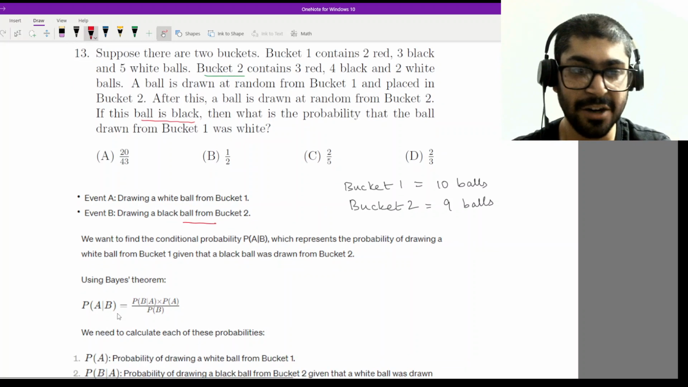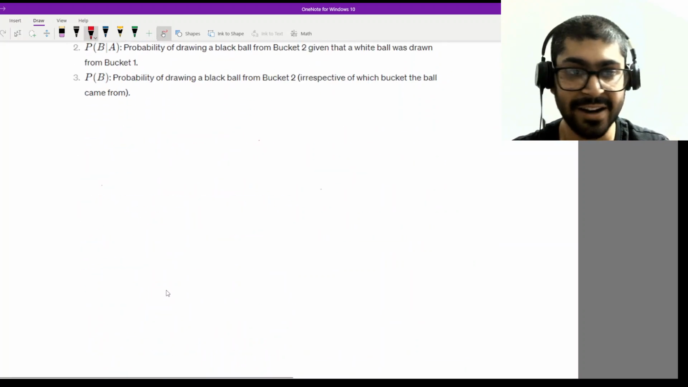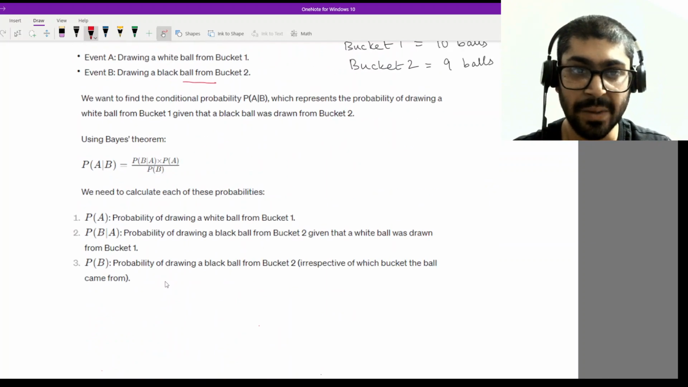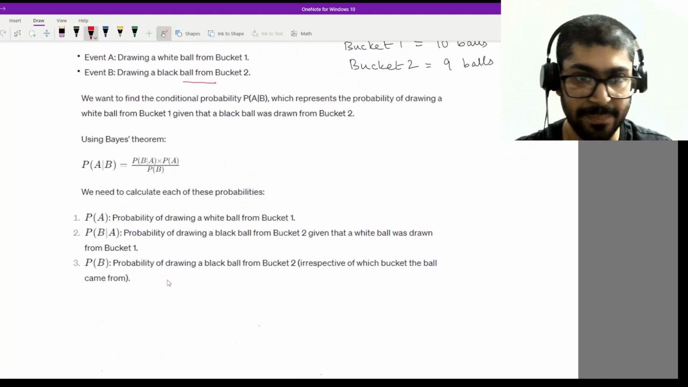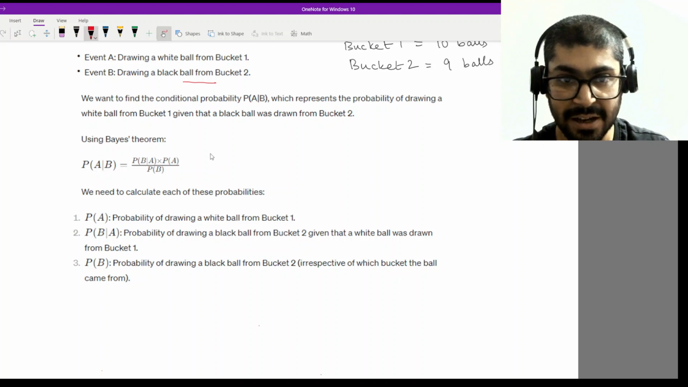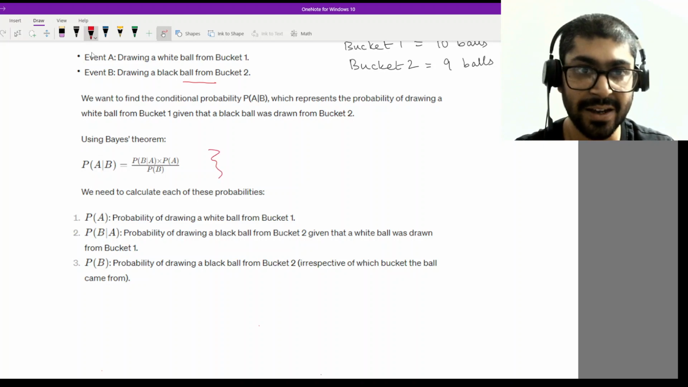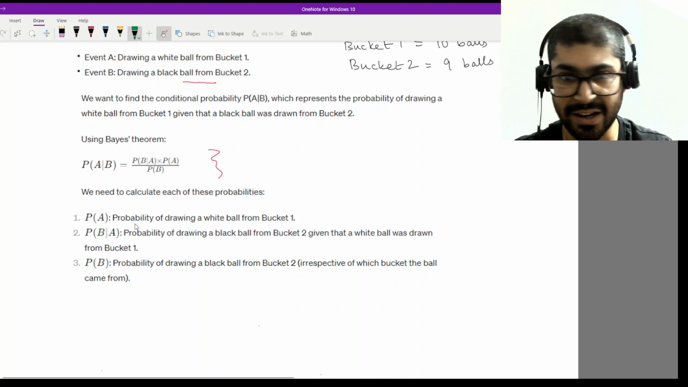Now the Bayes theorem is this: P(A given B) is equal to P(B given A) into P(A) by P(B). Now we need to calculate each of these probabilities on the right hand side, and then we can plug the values into the final equation and calculate it. So first let us calculate P(A).